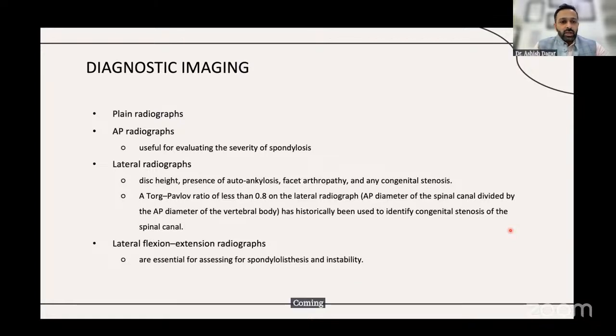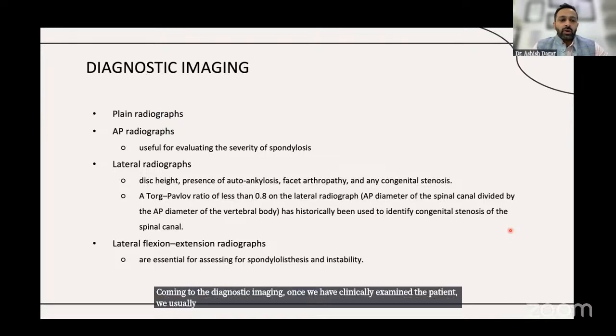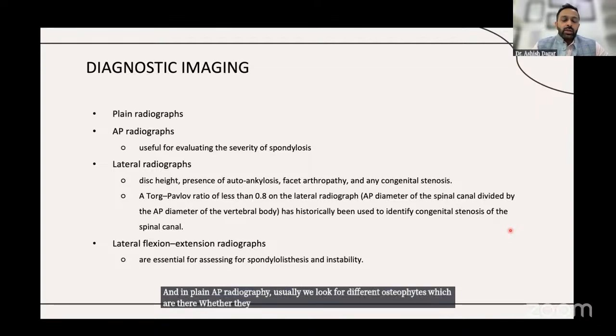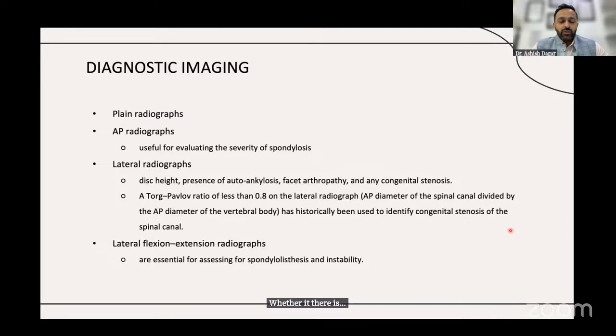Coming to diagnostic imaging, once we have clinically examined the patient, we usually go for a plain radiograph. In the plain AP radiograph, we look for different osteophytes, whether they are going sidewise. In the lateral radiograph, we look at disc height, presence of kyphosis, neutral or lordotic spine, and whether there is autofusion of the vertebrae at multiple levels. We look for facetal arthropathy and any congenital stenosis.